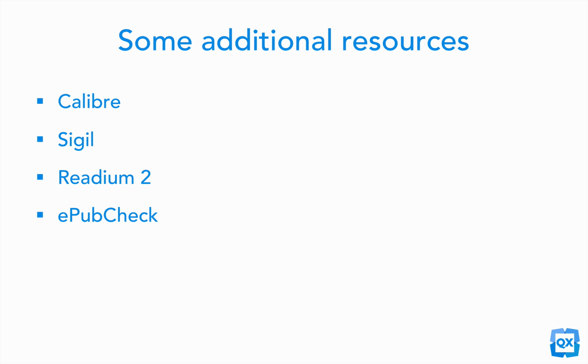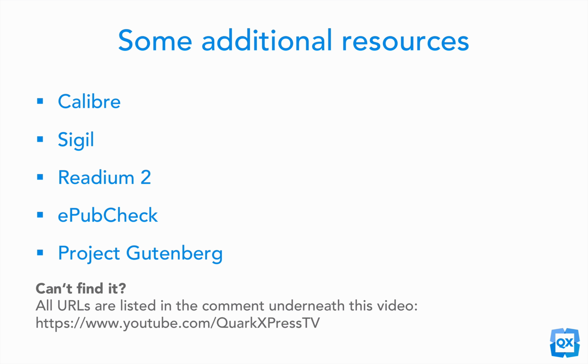Some additional resources, if you're already curious what we're going to show next week, are Calibre, Sigil, Readium 2, which we've seen, EPUBCheck and Project Gutenberg, which we've also seen. And I'm going to list the URLs underneath this video in the comments. So if you're curious, then please have a look. Otherwise, I'm going to show you that next week.